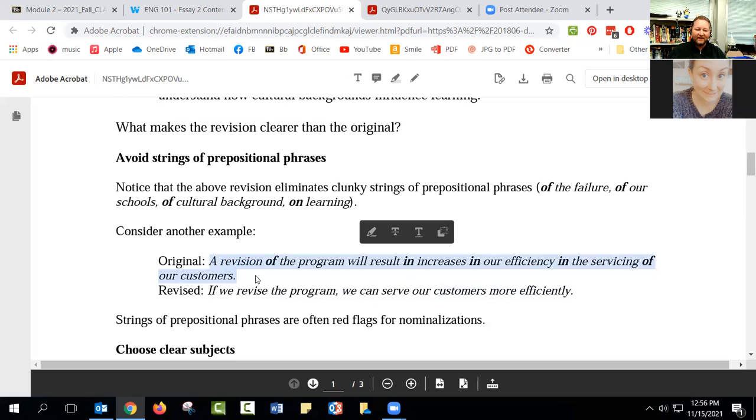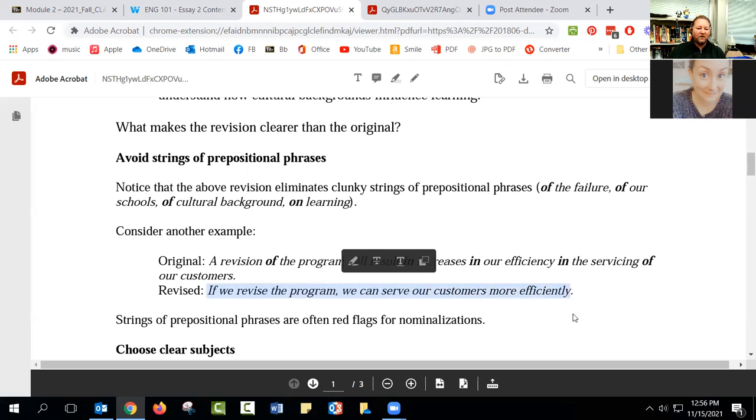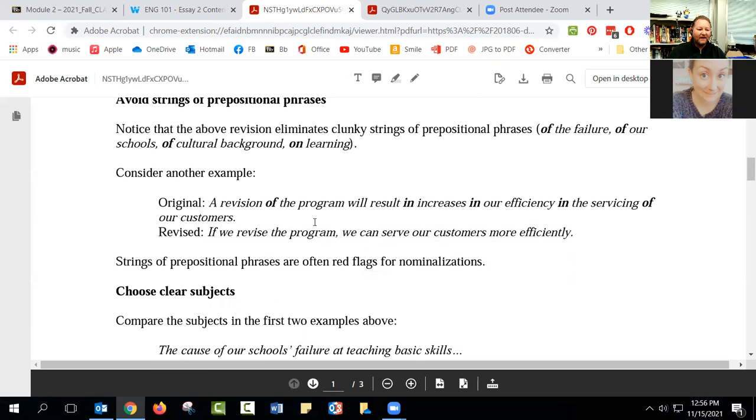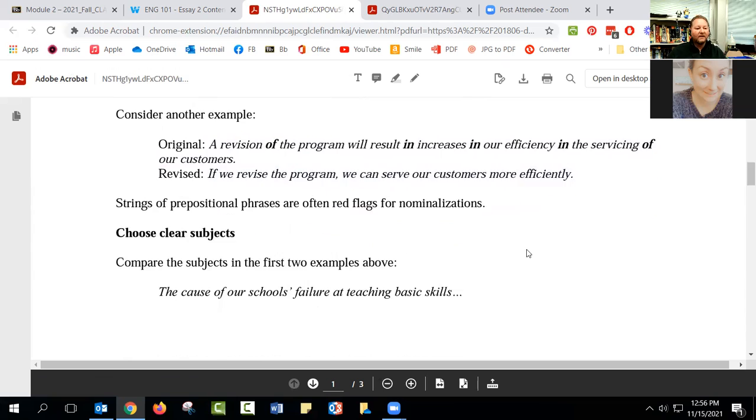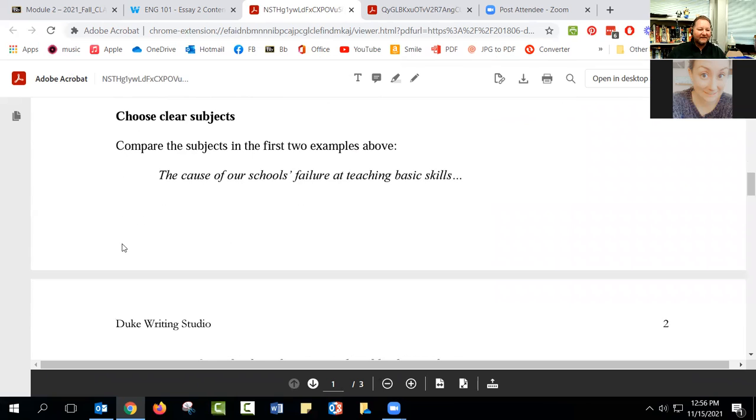We think like this, and that's the problem, right? Because she's like, a revision of the program will result in increases in our efficiency in the servicing of our customers. And mentally, that makes sense. Result, increase, efficiency, servicing, right? But if you stop and you think about it, you can say it much more clearly this way. Again, it's okay if this is the way you write to begin with, but then it's on you to go back and revise it for style to make sure it's more concise, it's clear, it's easier to read, it's not so repetitive.